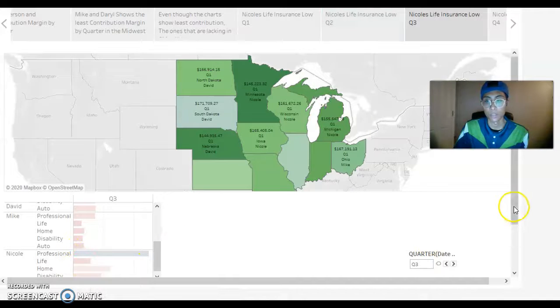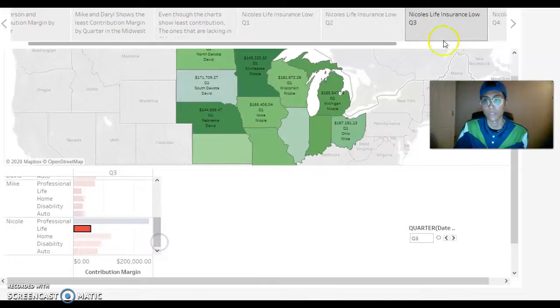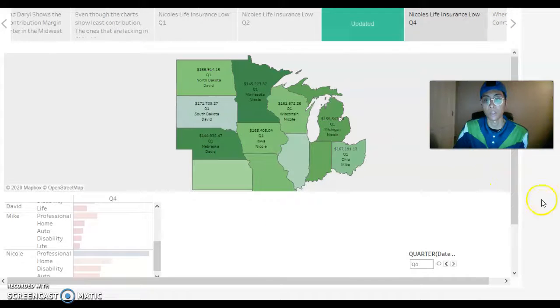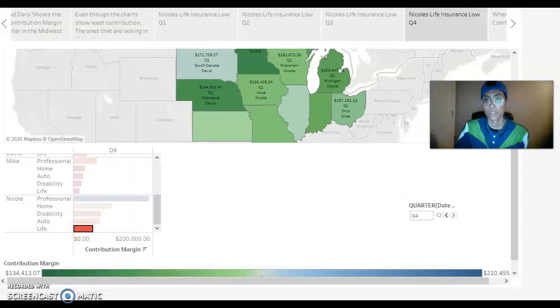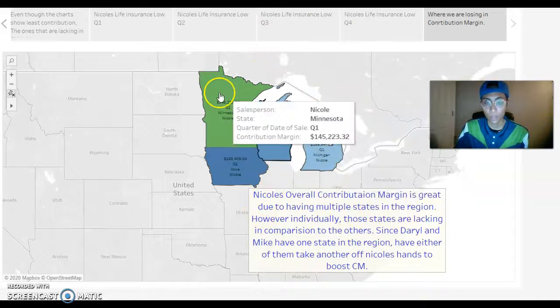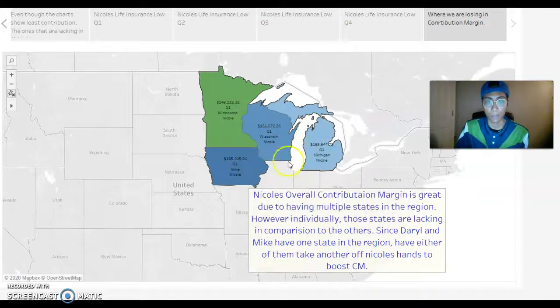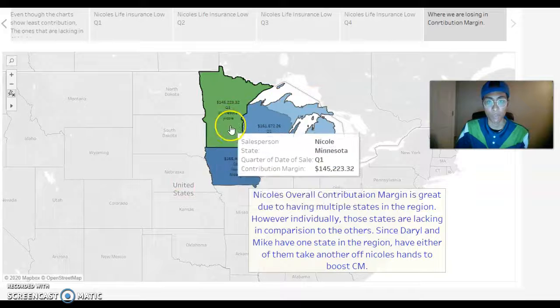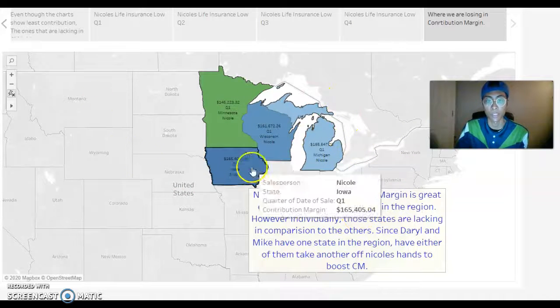And then same with this chart. You can see that in Q3, her life insurance is still very low. And then last but not least, the Q4, where her life insurance is at the lowest. So where are we losing contribution and margin? It's the life insurance portion in Nicole's different insurance accounts. But like I said, upon further inspection, she is running 4 different states in her region, and that's not including the other states that she's running in any other region.